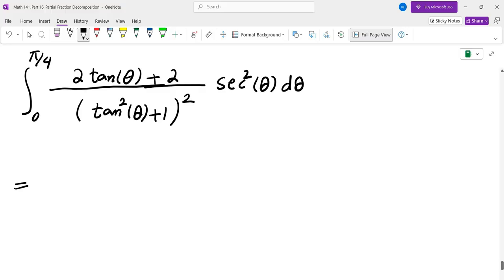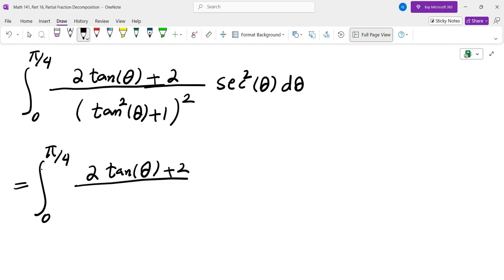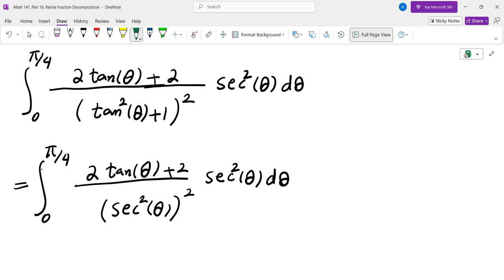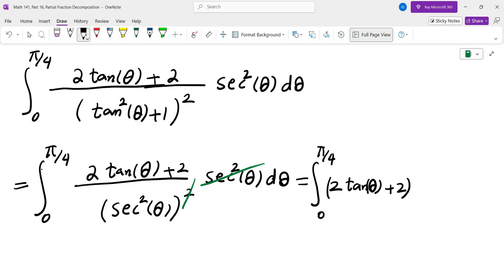So next, we are going to simplify the integrand. So we have 2 tan of theta plus 2. The denominator is tan squared theta plus 1, that is secant squared. So that's secant squared of theta squared, and then we have secant squared of theta d theta. So here we have secant squared, that cancels with one of the secant squareds here. So this would be the integral from 0 to pi over 4, 2 tan of theta plus 2. We have 1 over secant squared, that is cosine squared.